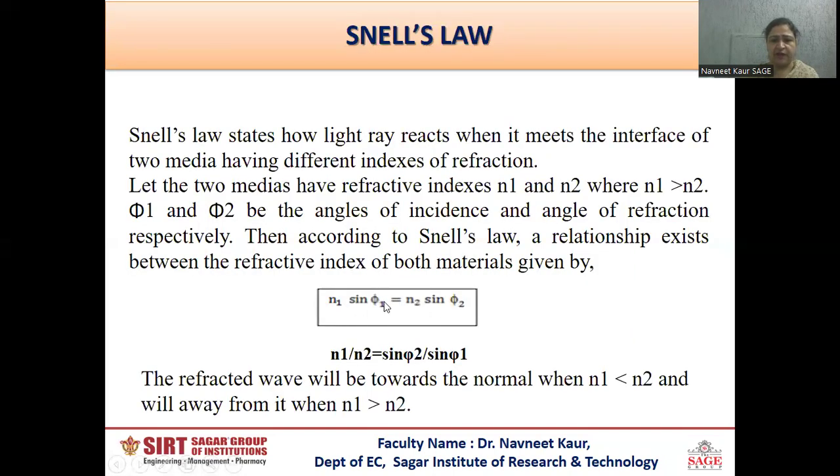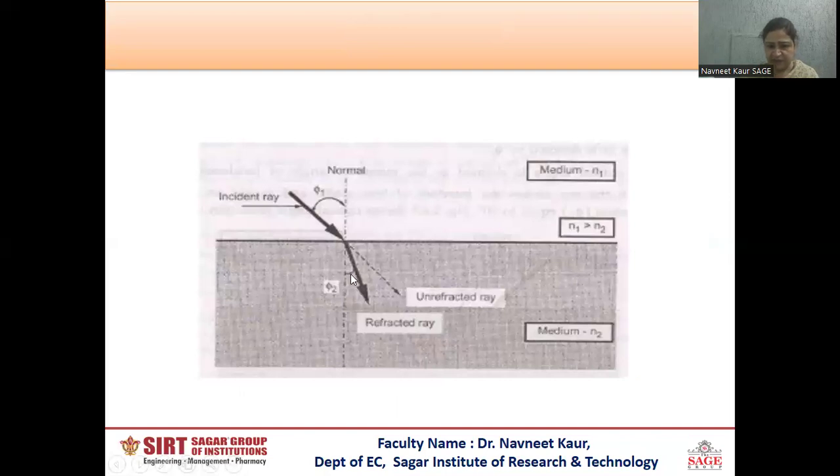Now, Snell's law will equate these two terms. If I take n2 on the left-hand side and sin phi1 on the right-hand side, I get the equation n1 by n2 is equal to sin phi2 upon sin phi1. Now, if n1 is less than n2, in that case, phi2 will be less than phi1. That means this angle will be smaller than this angle. In that case, the light ray will move towards the normal.